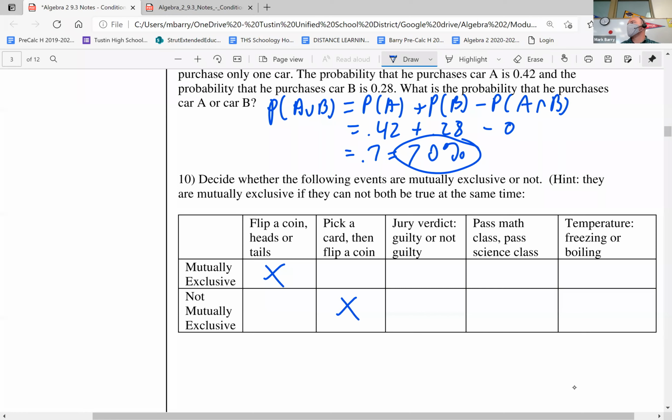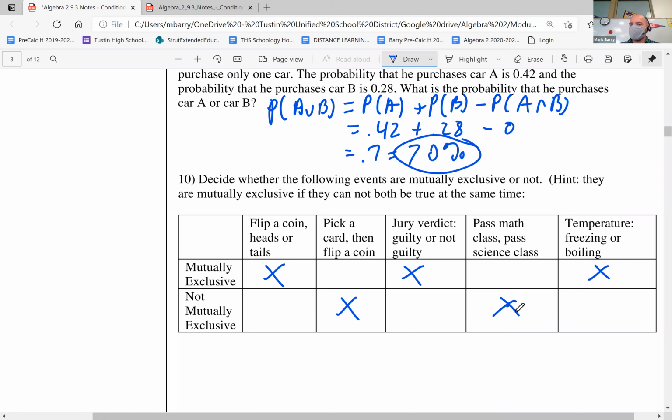Jury verdict, guilty or not guilty. Can those both happen at the same time? I would say no, and so that means they are mutually exclusive. Pass math class and pass science class, can those both happen at the same time? Yes, they can, so those are not mutually exclusive. And then temperature, freezing or boiling, can those happen at the same time? No, you can either be freezing or boiling. You can't be freezing and boiling.